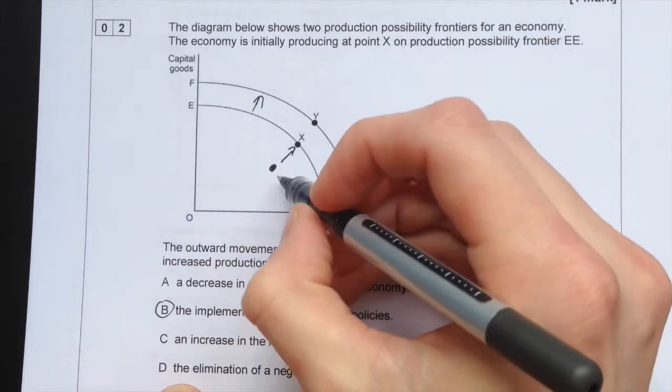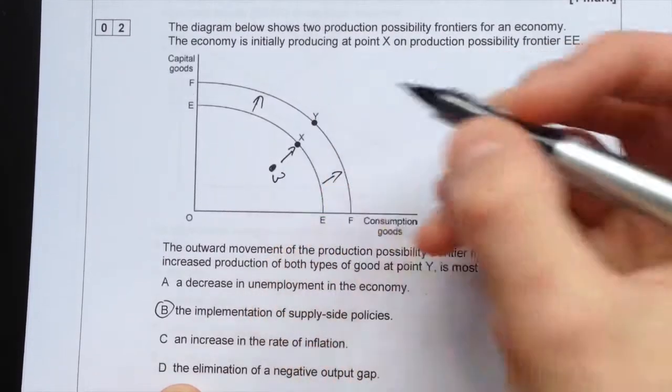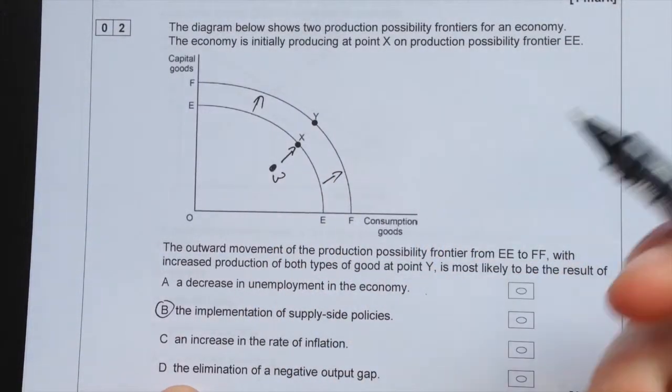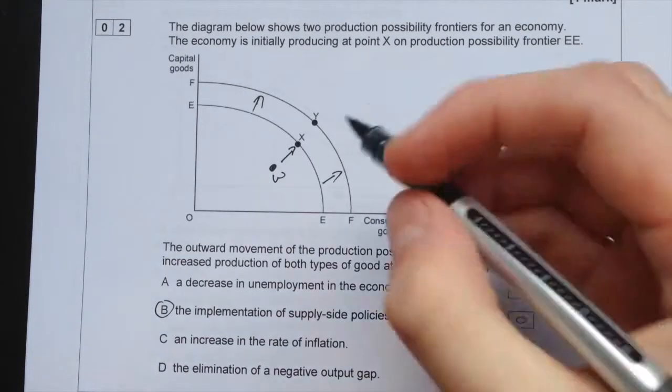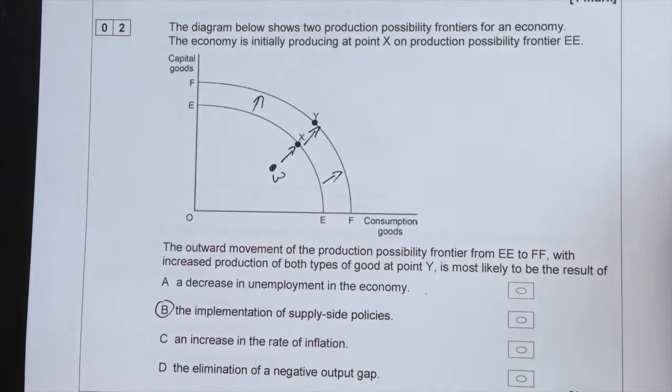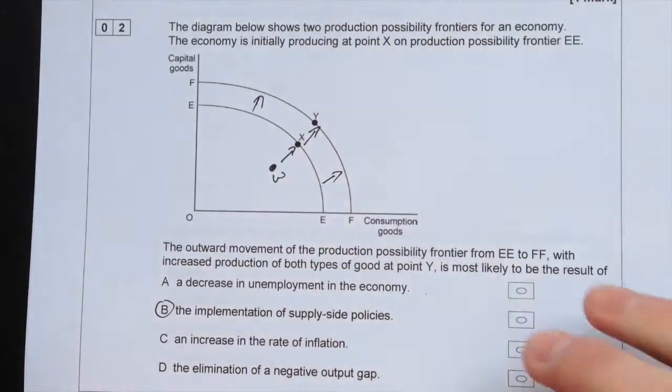When we were moving from this point, we'll just call this W to X, that could be seen as moving, well, it is the elimination of a negative output gap, but we're not doing that, we're moving from X to Y. So it's always economic growth when it's moving outwards.